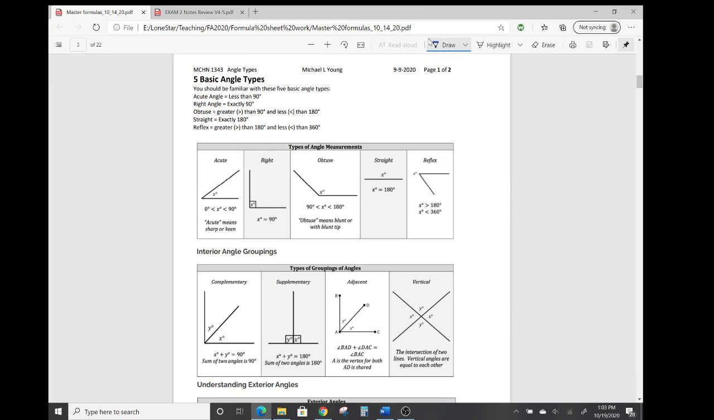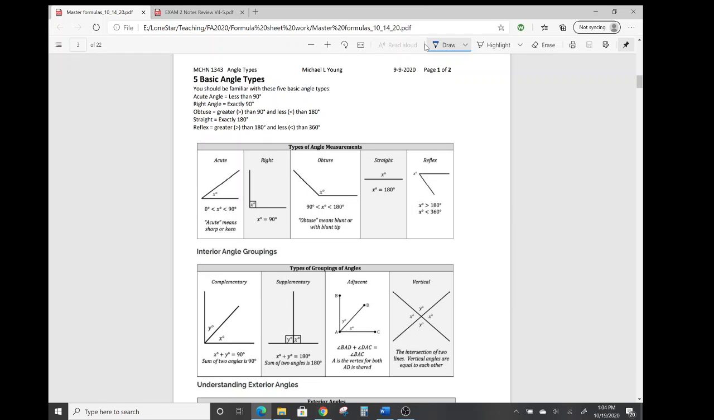All right. The 5 basic types of angles that you should be familiar with are listed here. 1, 2, 3, 4, 5. The acute angle. Acute means it's sharp or keen. It means it is greater than 0 degrees and it is less than 90 degrees. That's acute. Doesn't mean it's pretty, it means it's acute.